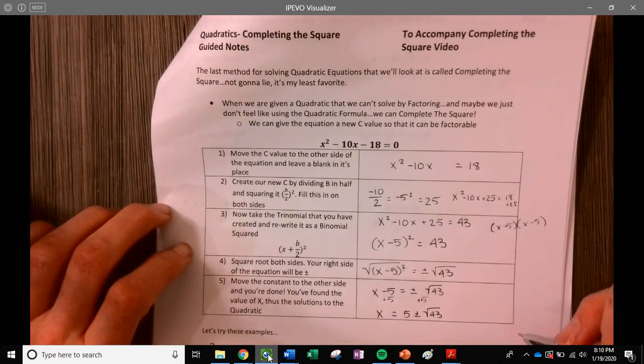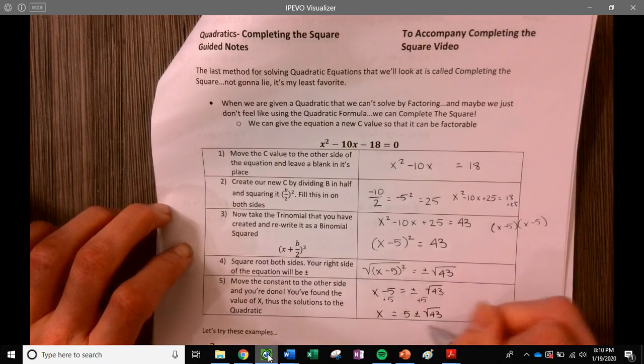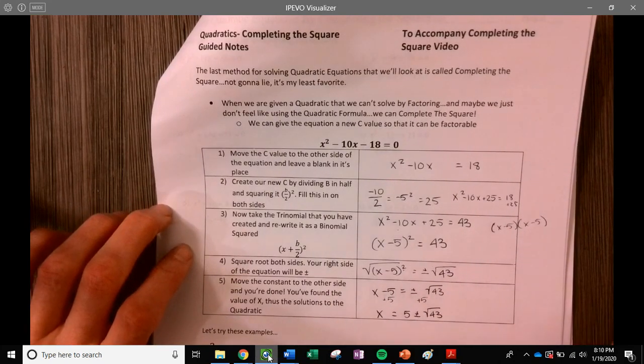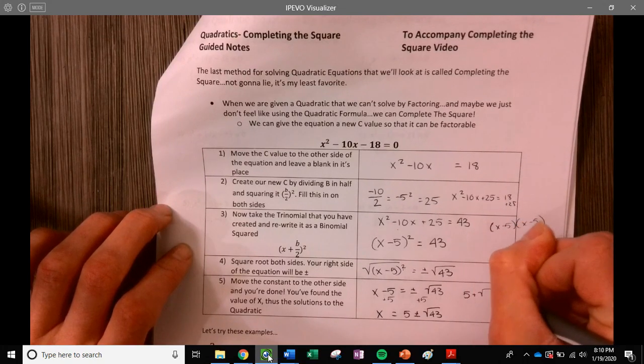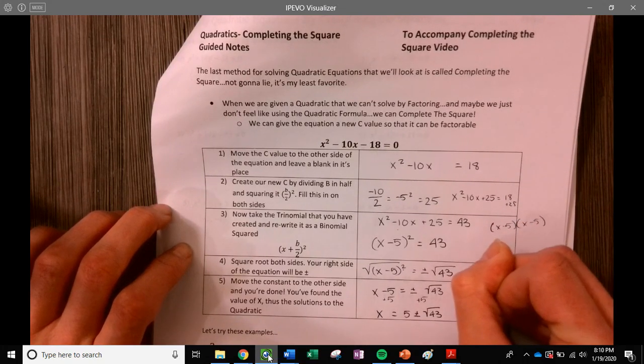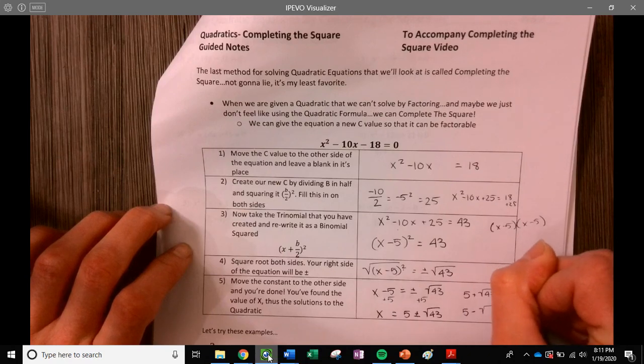Well, wait, Ms. Thompson, I thought we were supposed to get two solutions. You have two solutions here. This plus or minus is indicative of two solutions. You have 5 plus the square root of 43, and you have 5 minus the square root of 43.